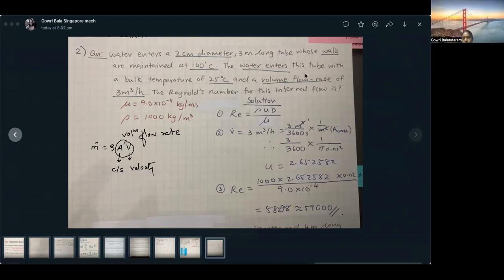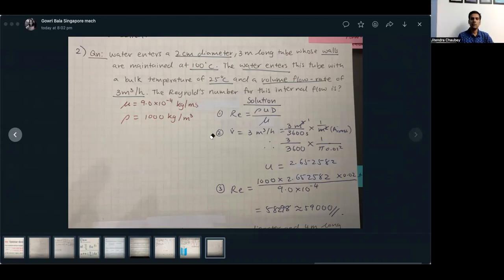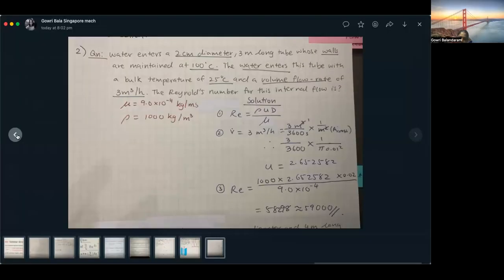Okay. Yeah. So let's proceed. Anything else? Yeah. So number 3 also I tried. Not too bad. I understood it, but I just want to be clear about something, like the isothermal.